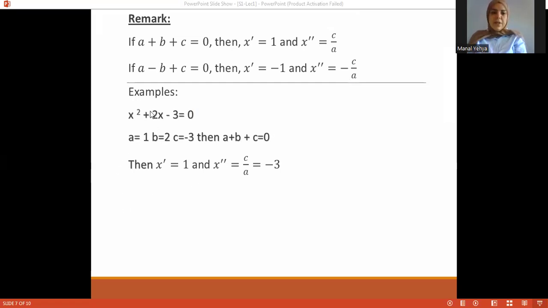Let us take an example. We have x squared plus 2x minus 3. a is 1, b is 2, and c is minus 3. So if you do a plus b plus c, you will get 0. So directly the first root is 1, and the second root is c over a, which is minus 3. So no need to calculate the delta or find the roots using the equation.